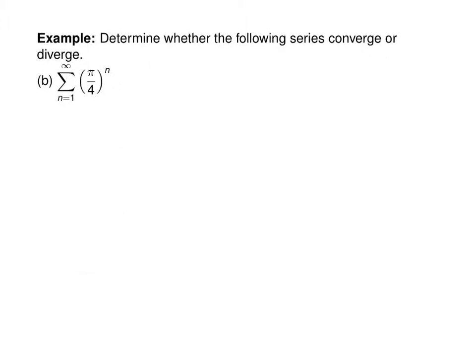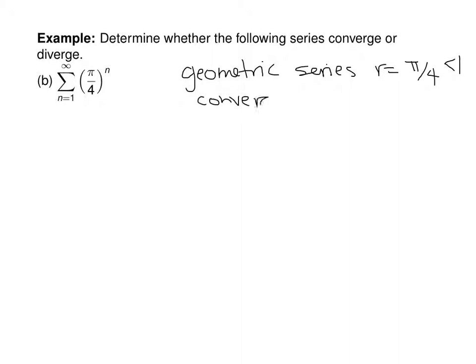Now the next series looks a little strange, but what you should notice is since pi is approximately 3.14, what we actually have here is a geometric series with r equal to pi over 4, and since pi is 3.14, this is actually less than 1, so this is going to converge. And in this case, we can actually figure out what this converges to.